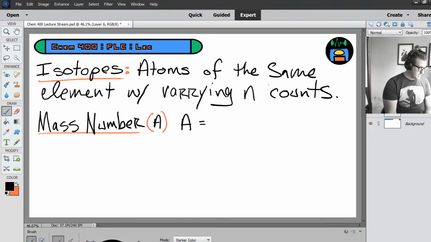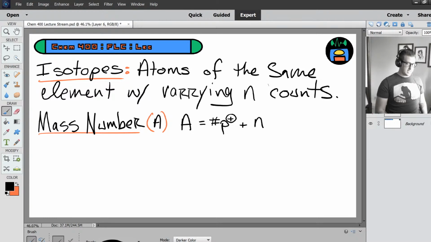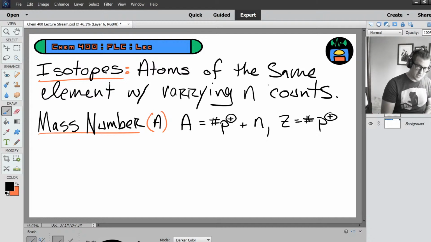The mass number is equal to the number of protons in the nucleus plus the number of neutrons. So these two together, all right? And remember that the number of protons is equal to the atomic number, Z, all right? And with the mass number and the atomic number, we can start writing elements using what's called isotopic nomenclature. It's a way to specify what isotope of an atom you're talking about, all right?